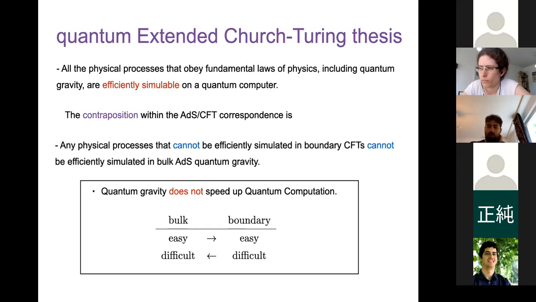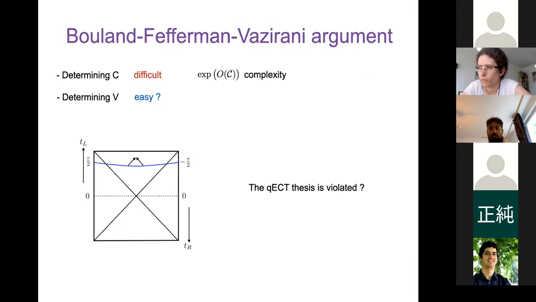However, very recently, a very interesting challenge to this thesis was given by Bouland, Fefferman, and Vazirani. Now, because I want to keep this part brief, I might not be able to address their full intent, but very roughly speaking, their argument is as follows. Given a generic wave function, it is very difficult to determine its circuit complexity. All the best we can do is to apply a bunch of quantum gates and see if it will be returned to some simple state, like a product state. But this usually has exponential complexity.